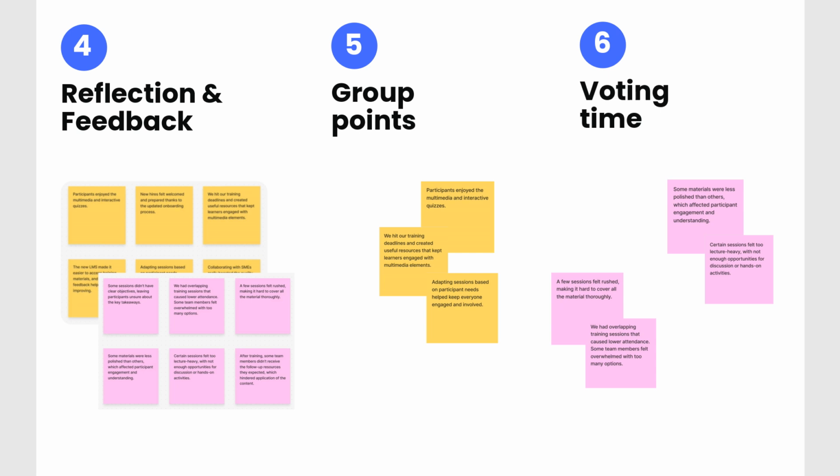Now it's time for voting. Each team member can distribute 3 votes among the themes or stickers. They can even use all their votes on one sticker if they feel strongly about it. This democratic process prioritizes the most important topics.